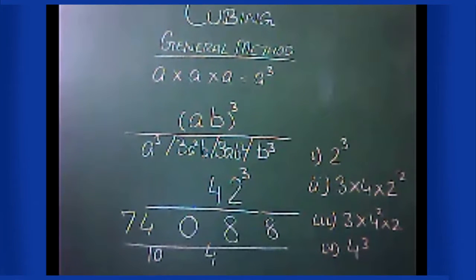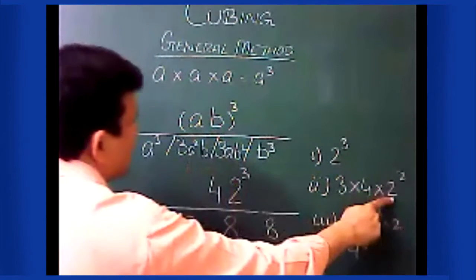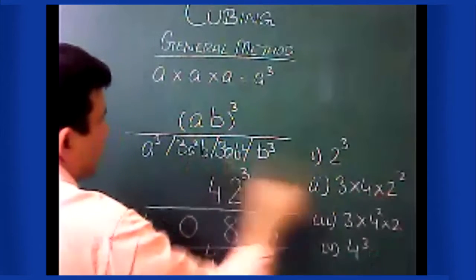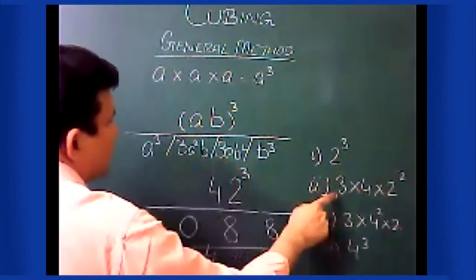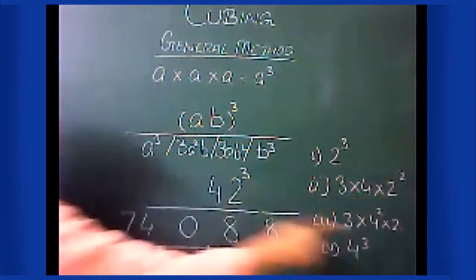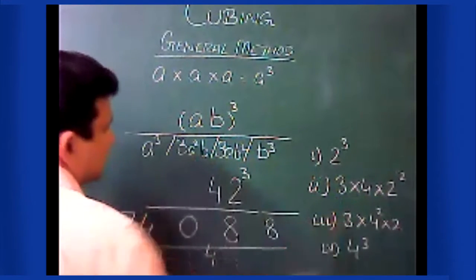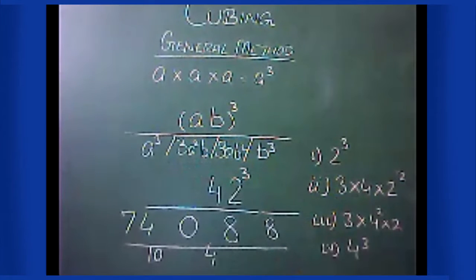Kapil sir, I don't understand the third step. Second step. Second step means 3ab square. Here b square is 2 square, that is 4, into 3. So 3 into 4 into 2 square. Again b, that is 2. A square is 4 square and 3. Is it clear now?